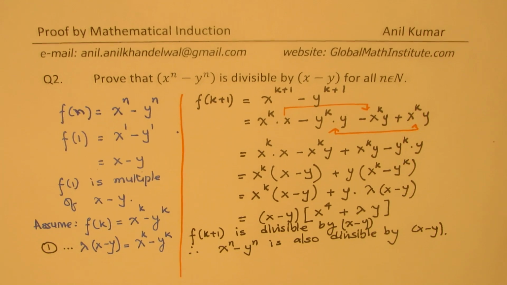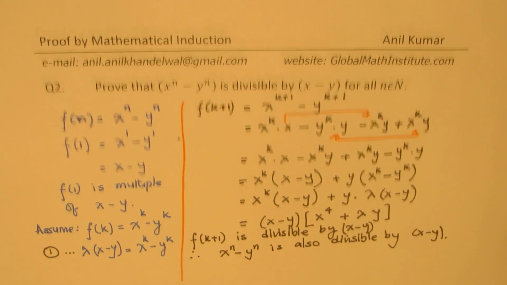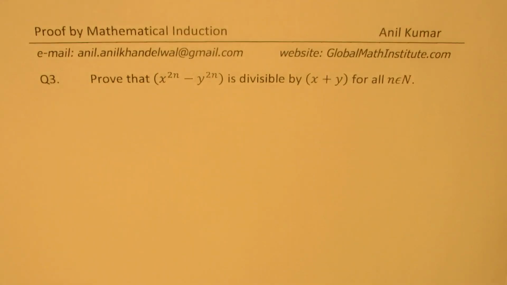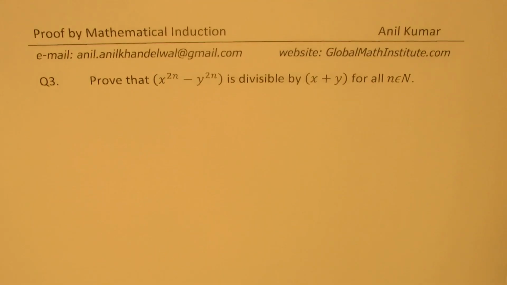Perfect. Now, let's take the third example, which is a variation of this. So this time what we have for you is x to the power of 2n minus y to the power of 2n is divisible by x plus y for all n belongs to natural numbers. I'd like you to pause the video, answer this, and then look into my suggestions. So I hope you got the solution.